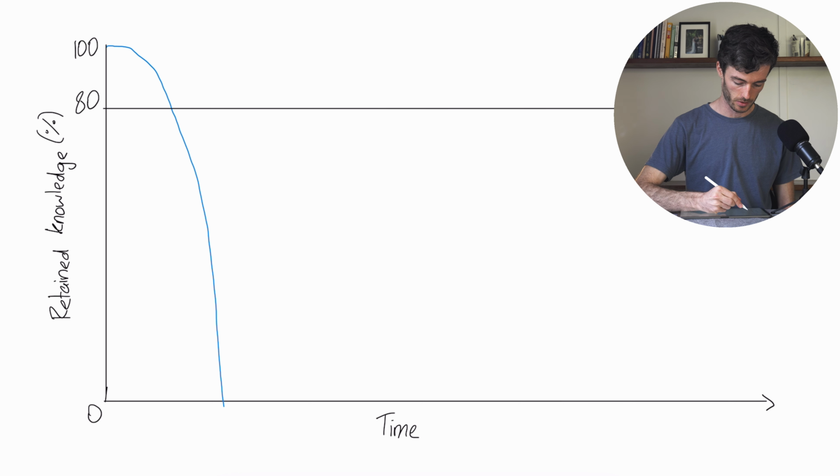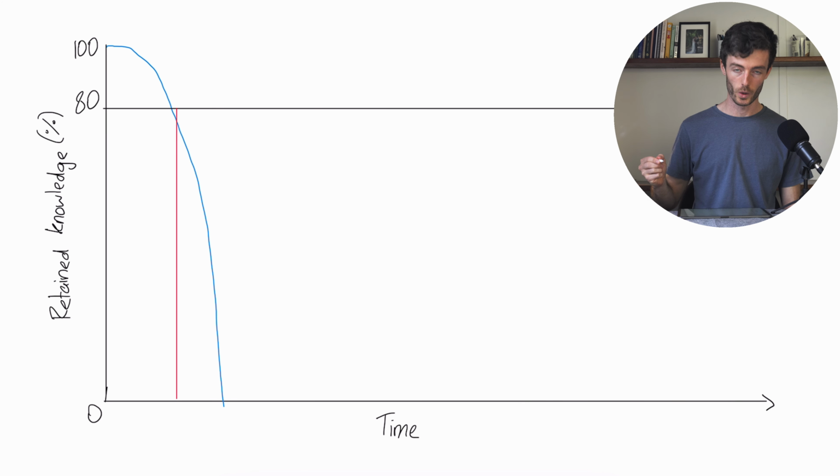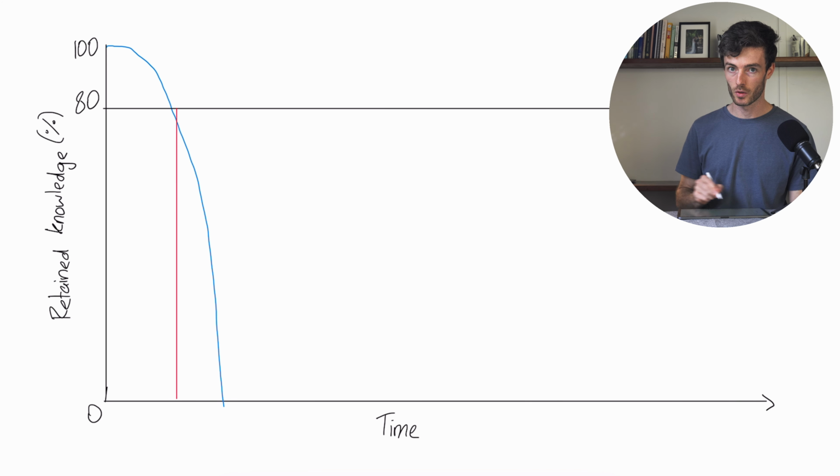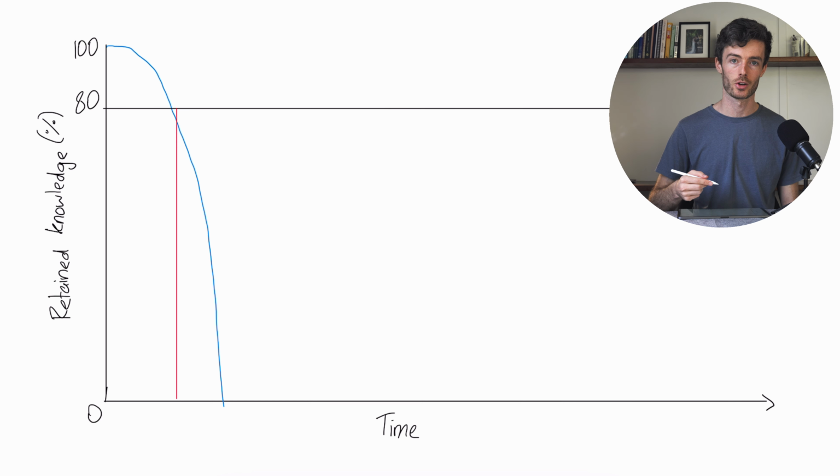And this gives us an indication of when. So this is our time on the x-axis, and the red line is showing us when we need to do our first revision of this information that we've learnt. So during our revision, we need to go back over all of the information to work out which pieces of knowledge we haven't retained. So we need to work out the 20% that we have forgotten.